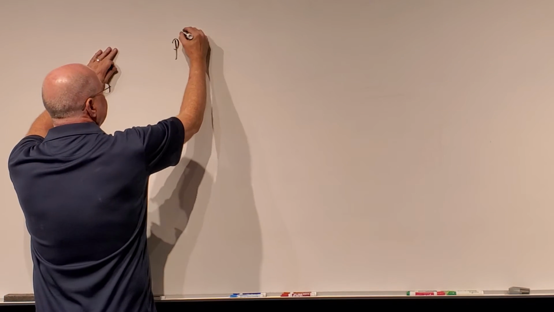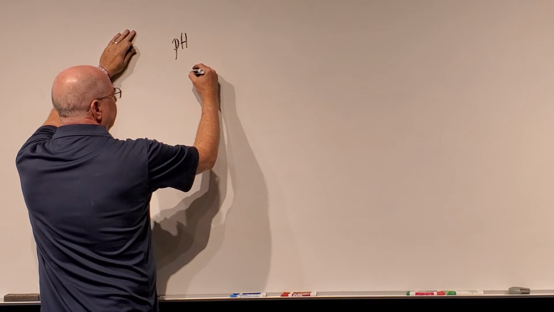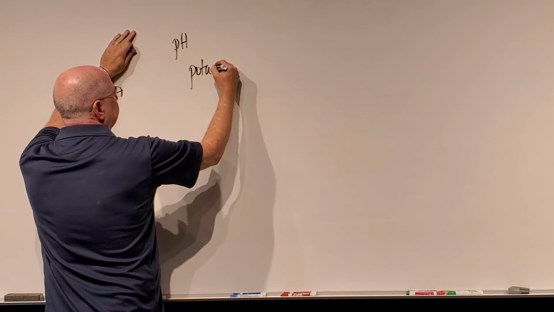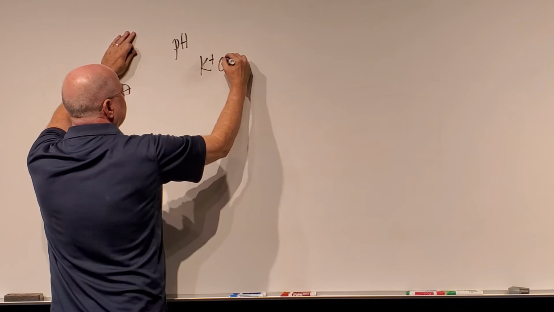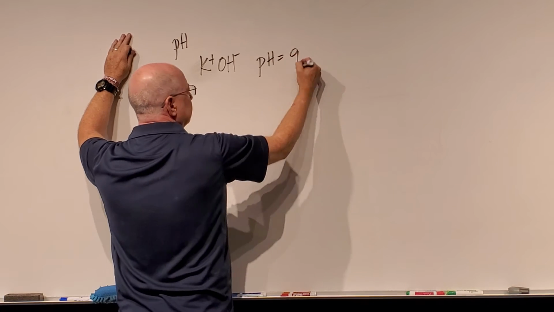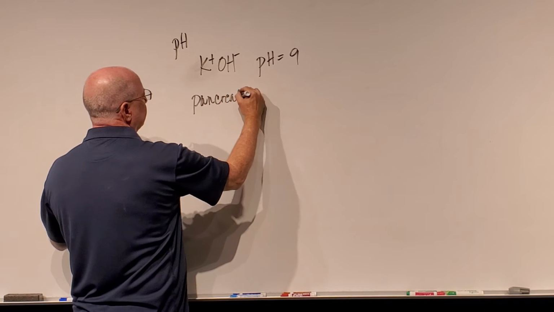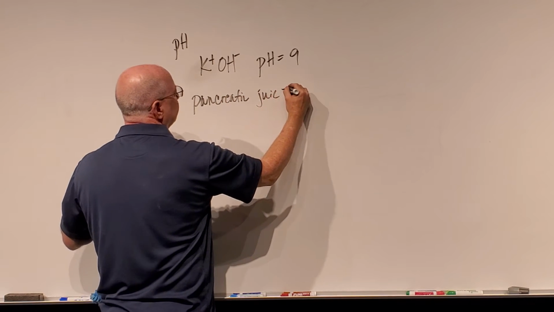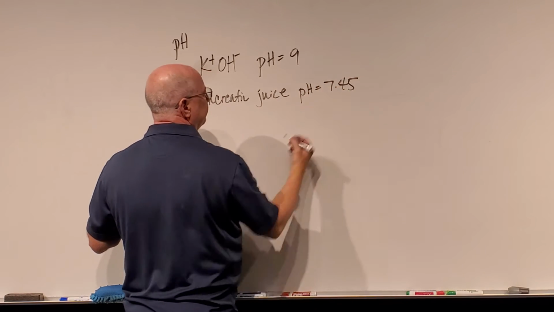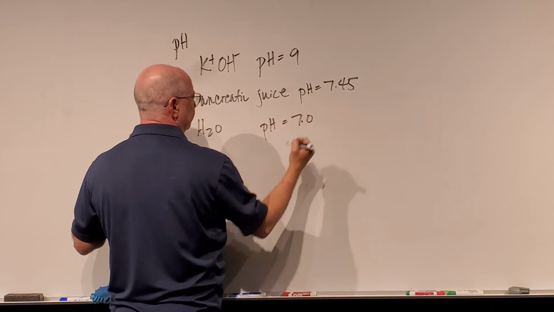I'm going to give you the pH of several substances. So let's say I take, I don't know, potassium hydroxide, okay, KOH. I think this has a pH of about 9, if I remember properly. I could be a little off. But pancreatic juice. Juice from your pancreas. The pH of pancreatic juice is about 7.45. I have water. pH 7.0.